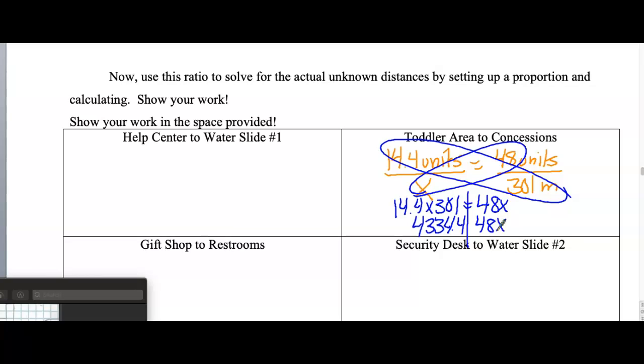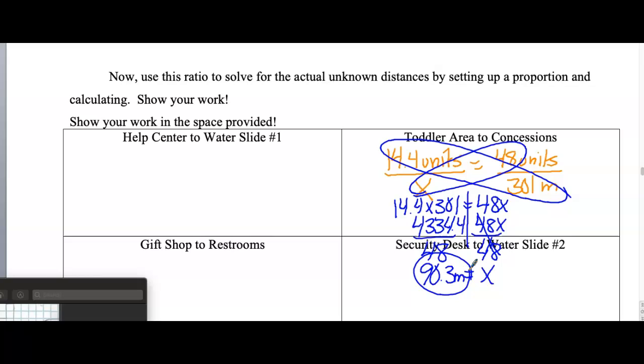Remember, you're always going to try to solve for the variable. So 48 and x are multiplied. To get x by itself, we need to do the opposite operation, which is division. So I'm going to divide by 48, divide by 48. x equals 90 and 3/10 meters. So that is what my actual dimensions distance between the toddler area and concessions is.